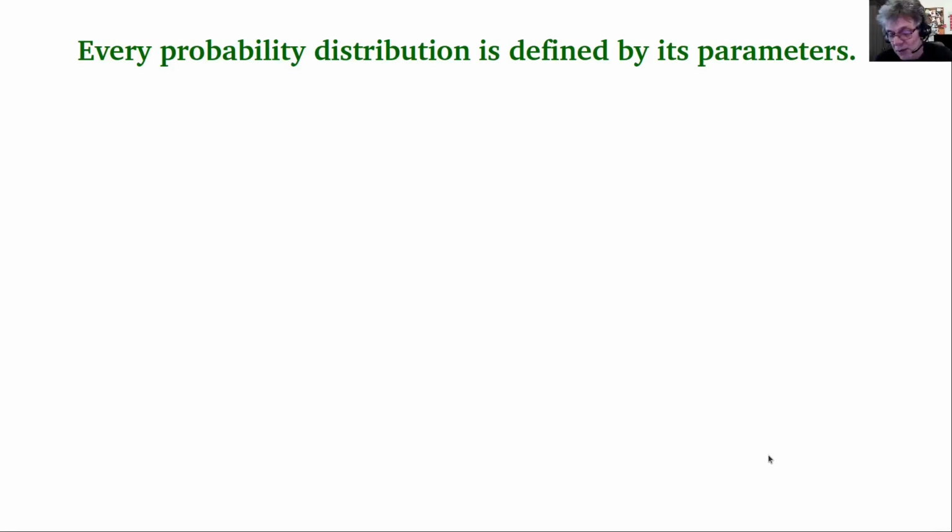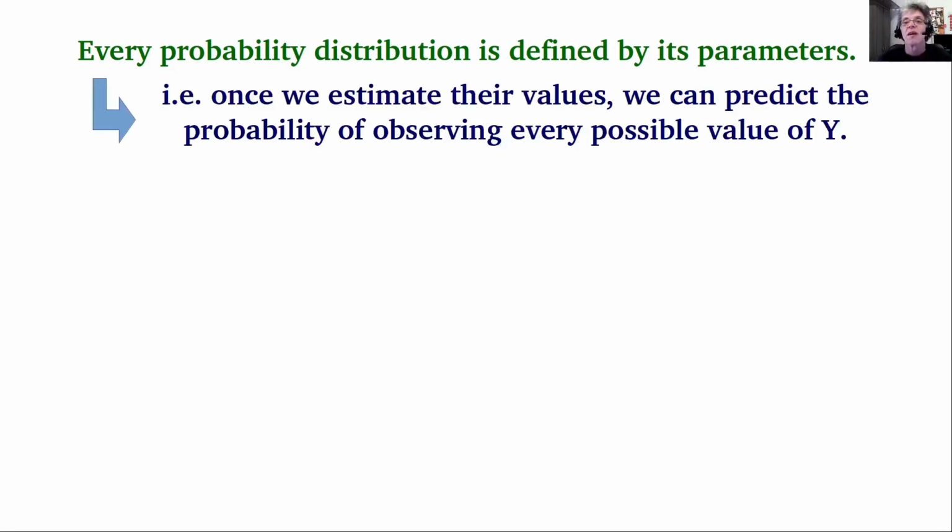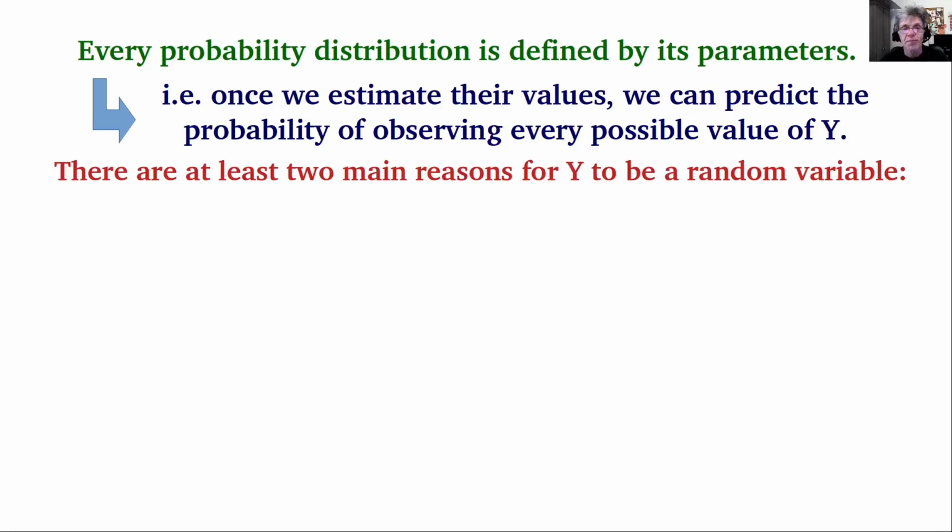Every probability distribution, as we know, is defined by these parameters. That is, once we know or estimate the values of these constants, we can predict the probability of observing every possible value of this response variable y.